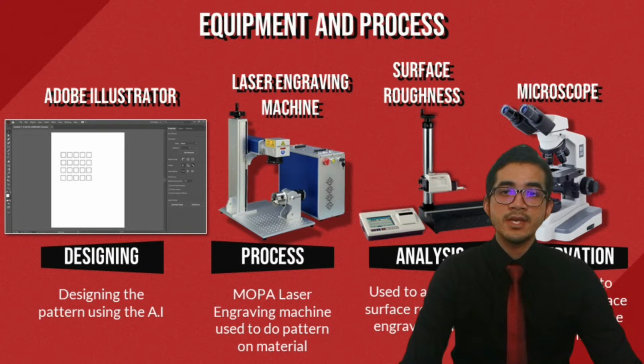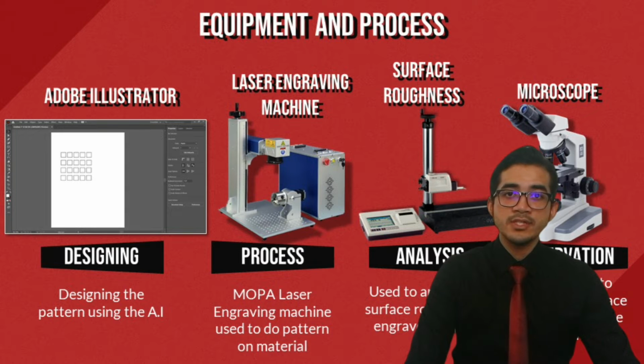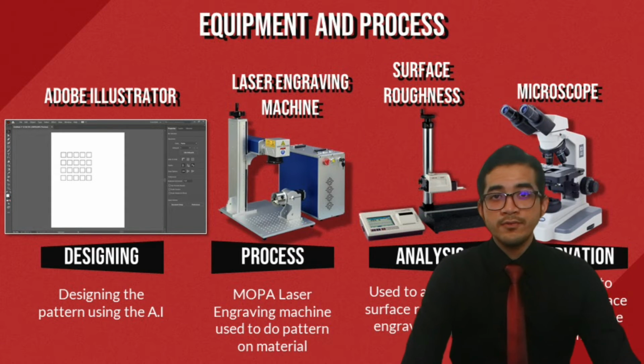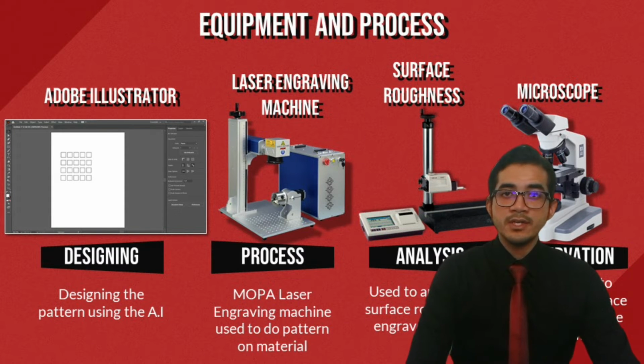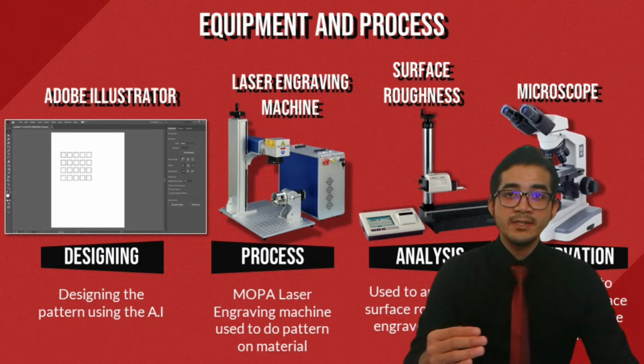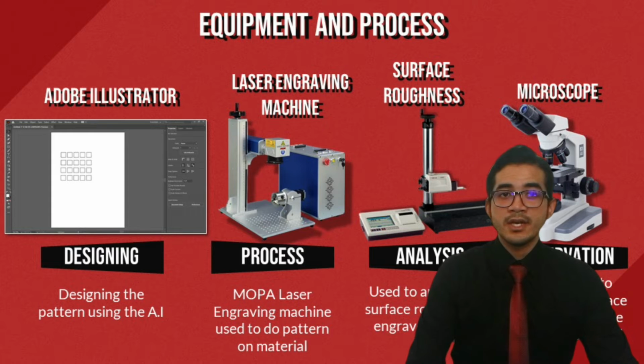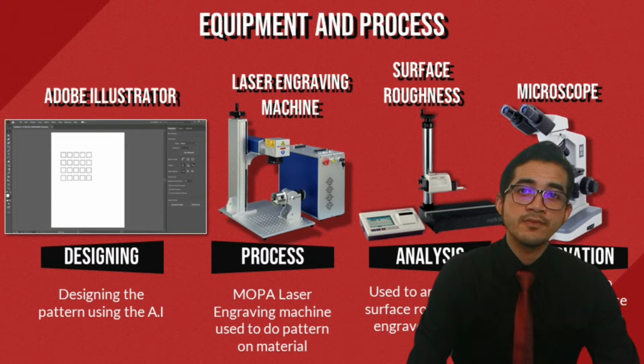There are four main pieces of equipment that have been used: Adobe Illustrator, laser engraving machine, surface roughness test machine, and microscope. For Adobe Illustrator, we design the pattern using it. Second, the laser engraving machine, which is the process, is used to make the pattern on the surface of the material.